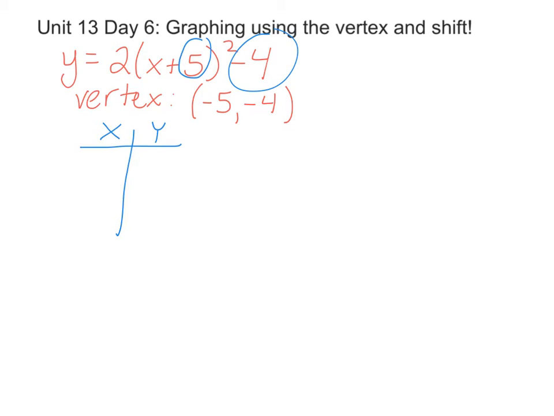Let's not put it there. Let's put it right in the middle. So I'm going to put it right here, negative 5, negative 4. I'm going to pick 2 points around that, because here's the thing.